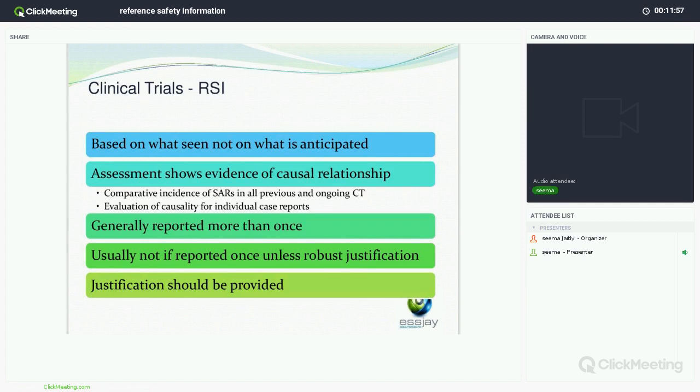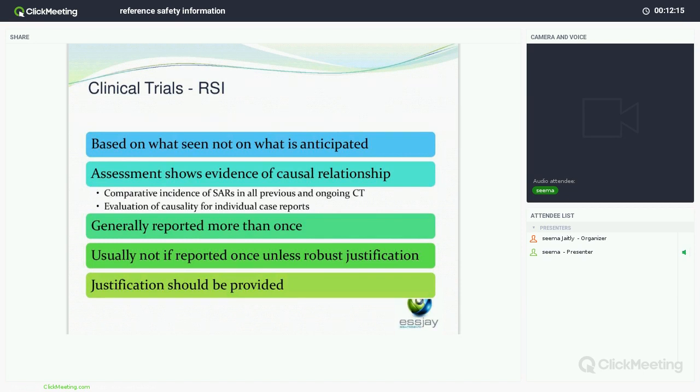Normally, as I said previously, you would have a serious adverse reaction that's reported more than once for it to be included in the RSI, but there may be occasions where you would put in a serious adverse reaction that's only been reported once, but you would need to have a robust justification overall.